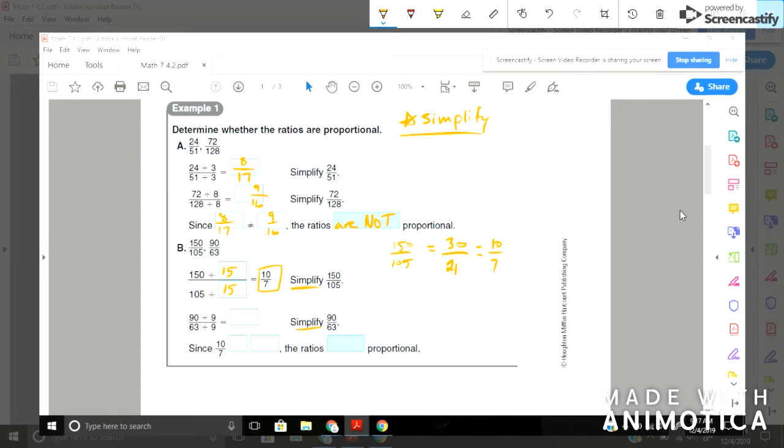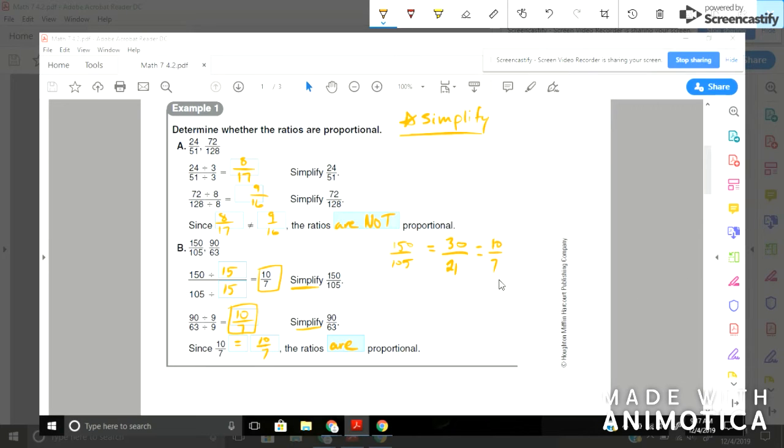Let's check our next number. I've got 90 and 63. They're both divisible by 9. 90 divided by 9 is 10, and 63 divided by 9 is 7. Hey, look at that. So since 10/7 is equal to 10/7, the ratios are proportional. Okay, so for letter B would be yes, they are proportional.